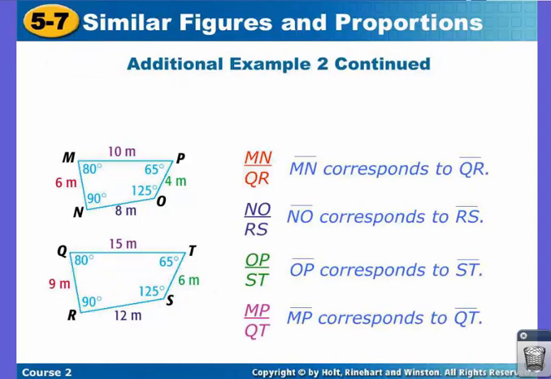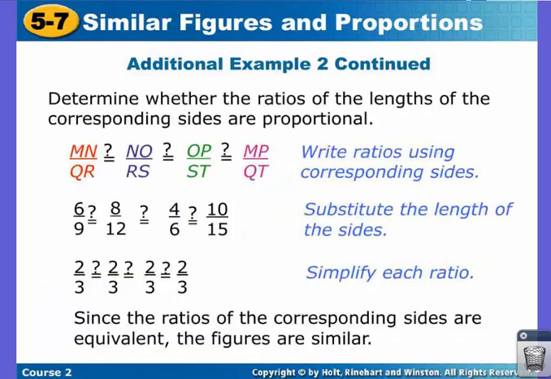Okay? So what we would do is we would write out our side lengths. MN corresponds to QR and NO corresponds to RS. And we would write out all the ratios. 6 over 9, 8 over 12, 4 over 6, 10 over 15. And each of them simplified down to 2/3. Or if we did it on the calculator, each of them would give you 0.666666667. If they all give you the same answer, then we know that they are similar.